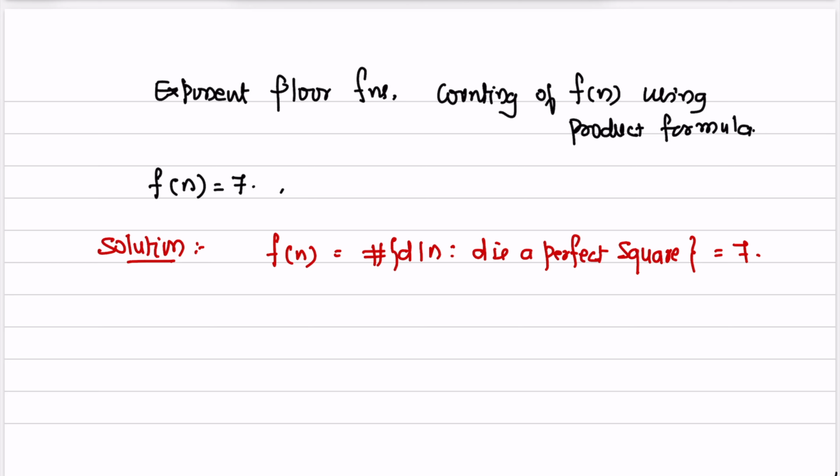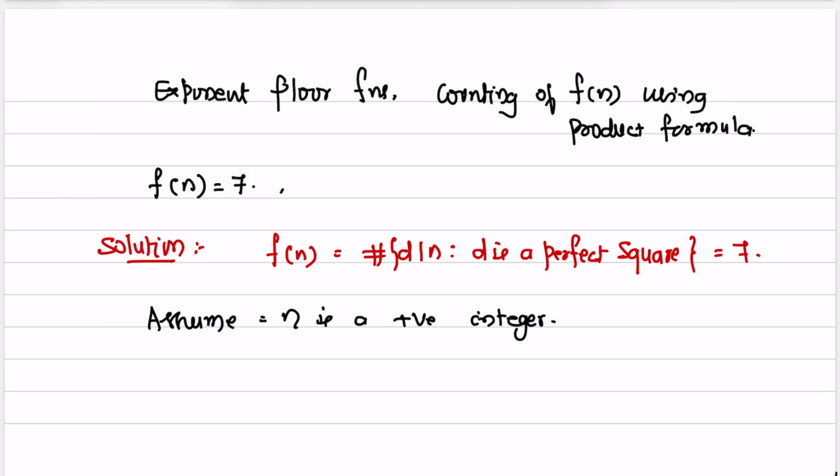Let us say n has a prime factorization. Assume n is a positive integer, and we are not aware what n is, and we have factorized it. We have done the prime factorization.